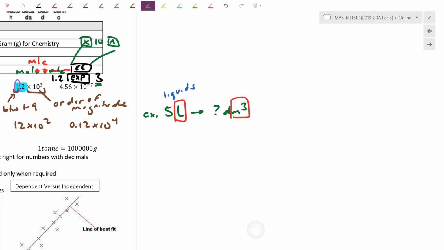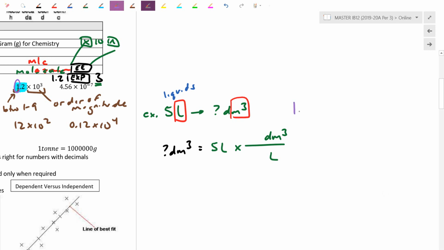So what we're going to do here is set up our structure. Our final unit is supposed to be decimeter cube. I'm going to start off with the number as given, so we have 5 liters. I want to slowly get from liters to decimeter cube. If I knew the relationship liter to dm cube right away, I can just do it this way. In this case, let's pretend I didn't know this conversion just yet.